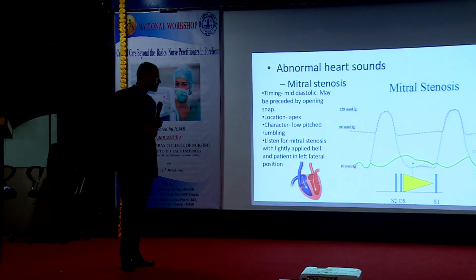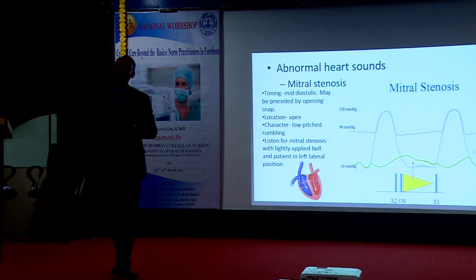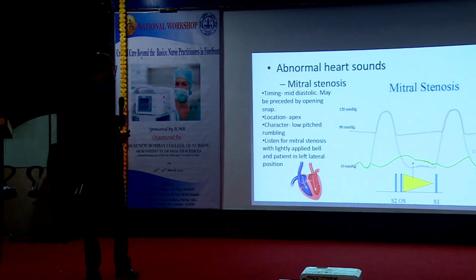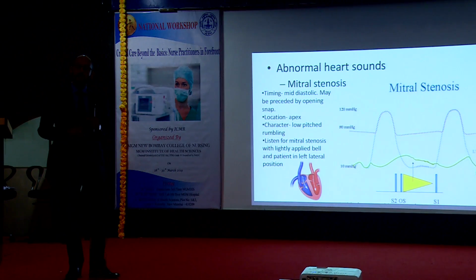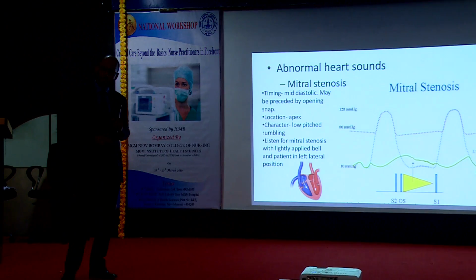Mitral stenosis, very, very common in our country. So what will you have? You will have what we call a mid-diastolic murmur. Okay? And it's a harsh, low-pitched rumbling kind of a sound, which happens after S2. Right? So this is your mitral stenosis murmur. Again, put him onto the left side, you'll hear it better.